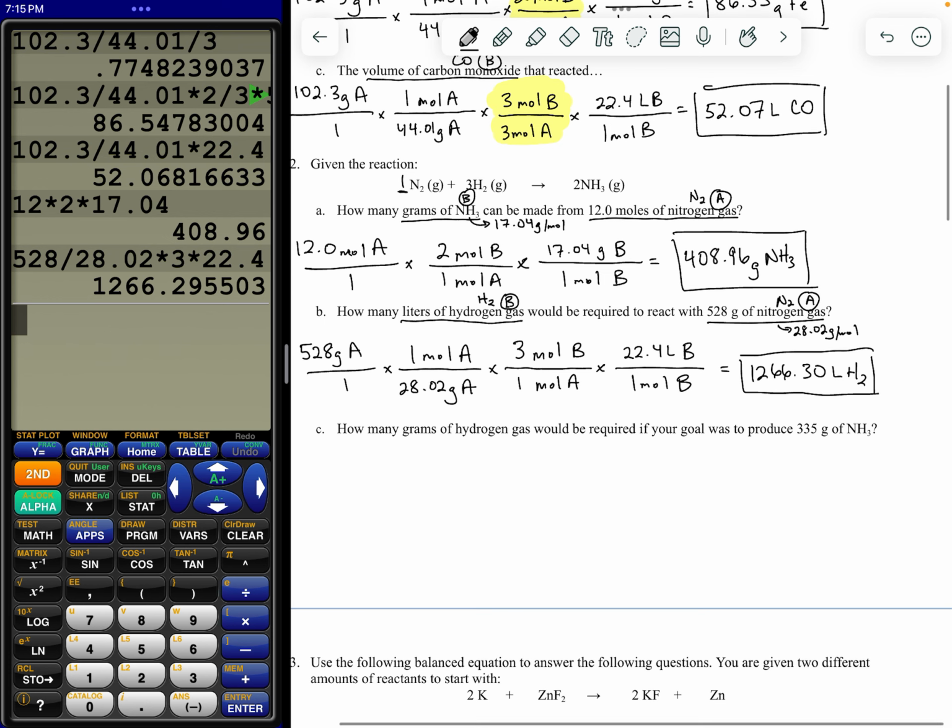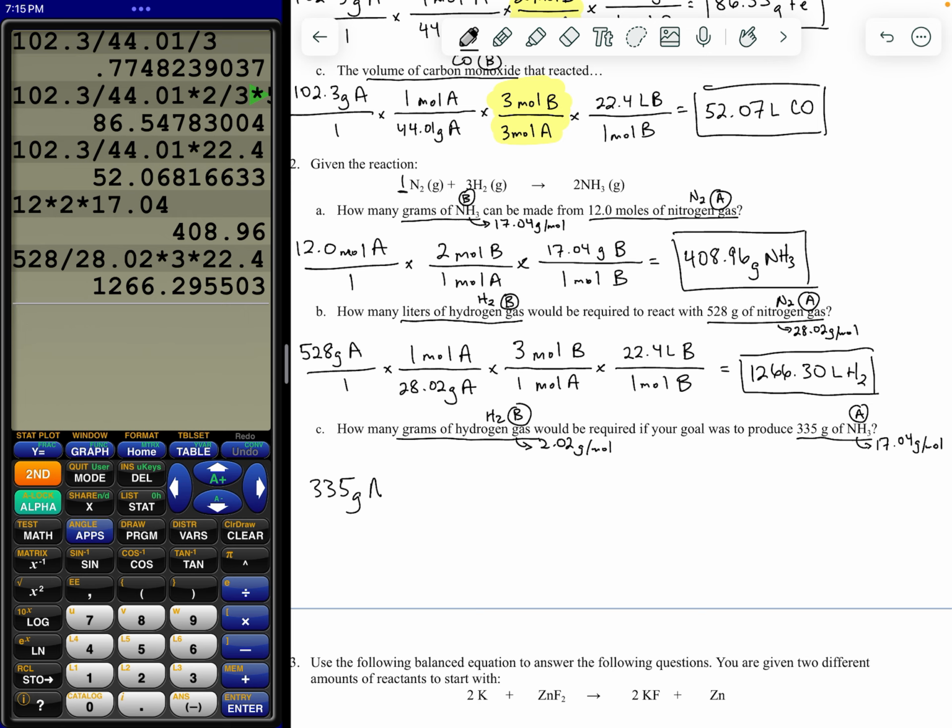Now, in this case, I want grams of hydrogen, and I start with grams of ammonia. We actually calculated the molar mass of this before, but I know I'm going to need that because I'm in the unit grams. And then I know that I'll end up needing the molar mass of hydrogen gas, which is substance B, and that's because it's asking me for grams. So I do need to find its molar mass. So now that I have those values, I just start my problem.